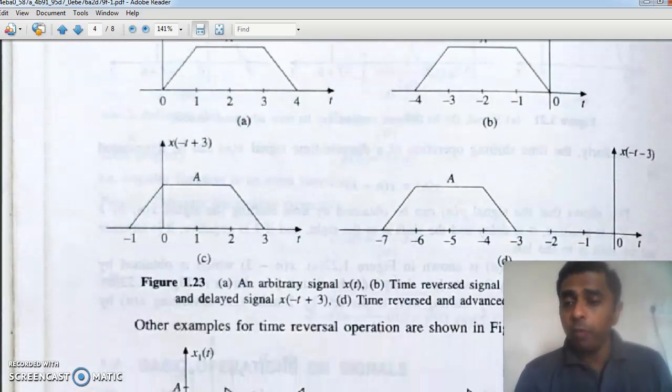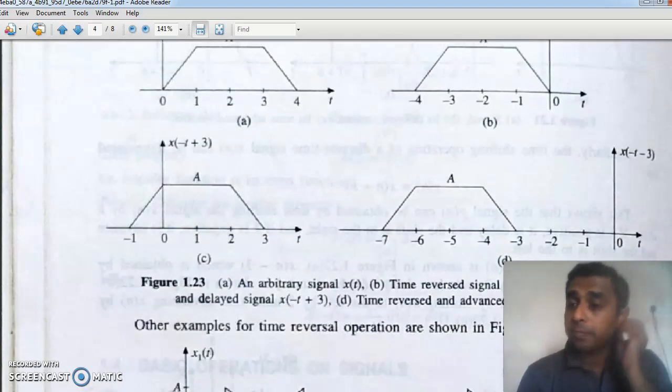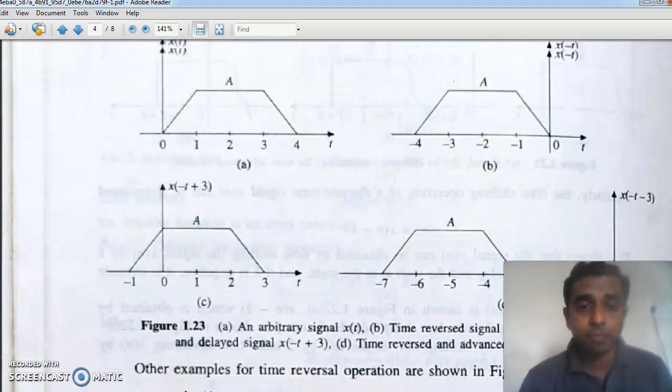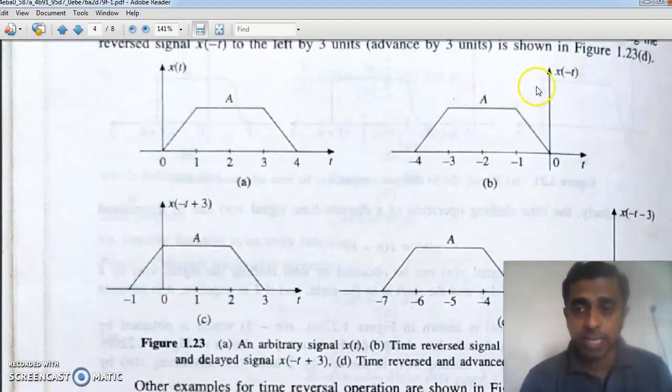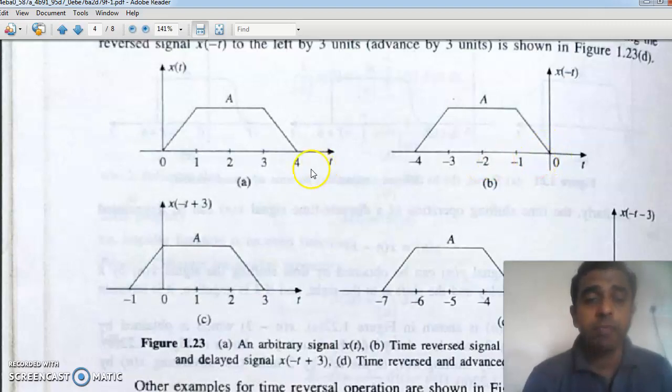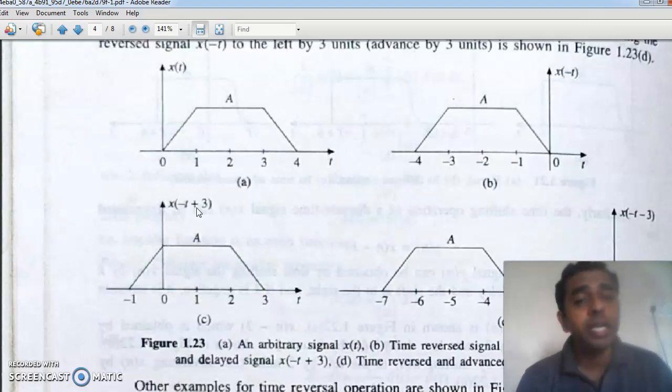Now we can also advance or delay the signal by some seconds. Suppose you have the signal x of minus t and you want to perform x of minus t plus 3. What is the starting point of that signal? Remember, the reference point is always a starting point. If this is the signal which I have to plot, then just equate the argument to 0. That is minus t plus 3 is equal to 0, that is minus t is equal to minus 3, that is t is equal to 3. So here the signal started at 0, now the signal starts at 3.